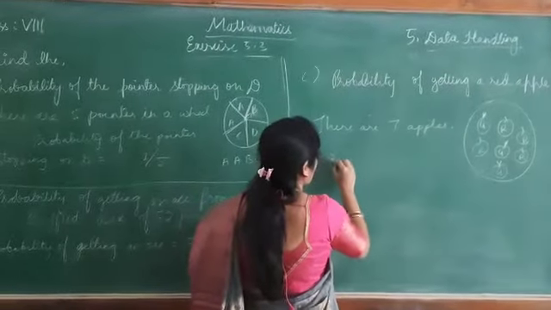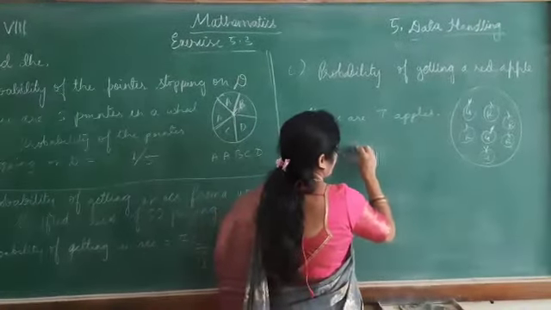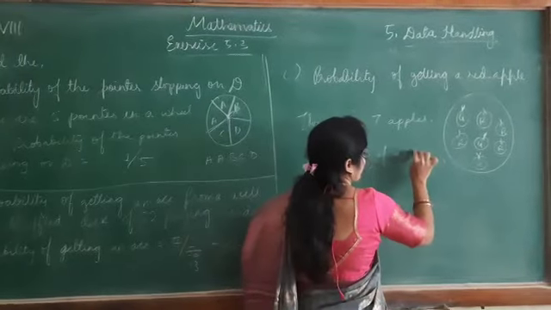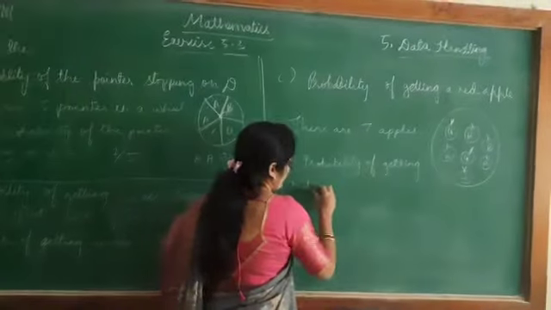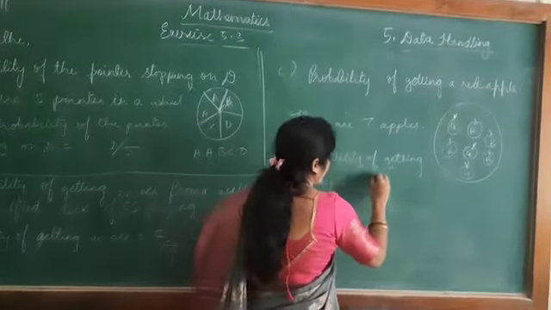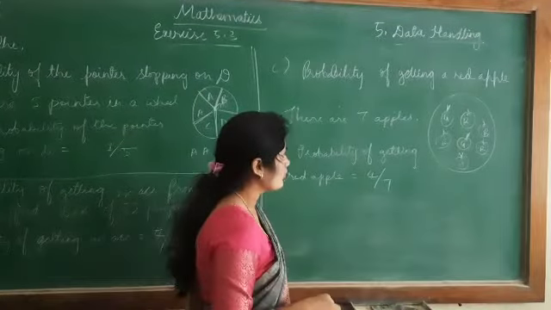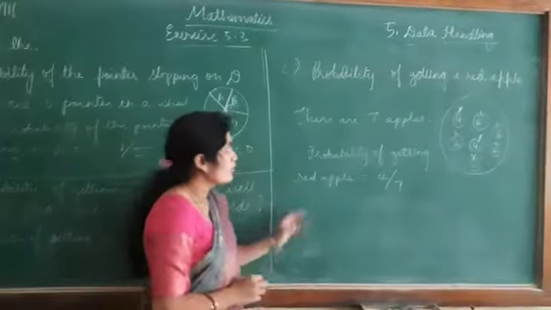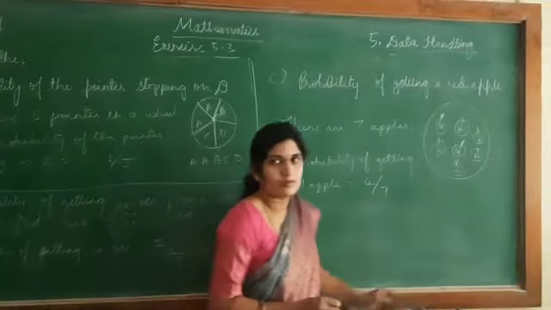So probability of getting a red apple is equal to 4 by 7. That is number of red apples divided by total number of apples. So this is the probability of getting a red apple.